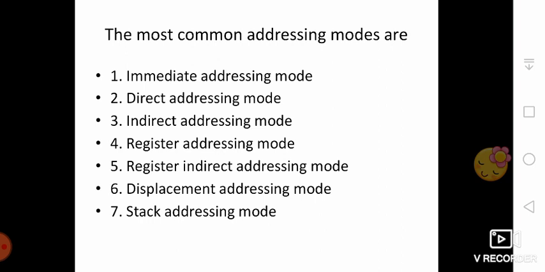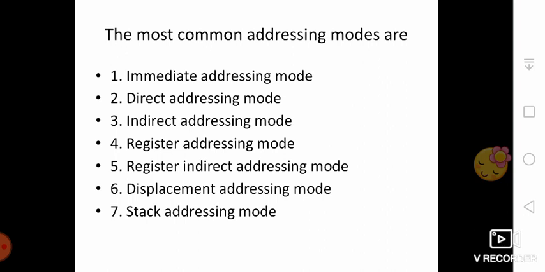Immediate addressing mode. It is the simplest form of addressing. Here the operand is given in the instruction. This mode is used to define constants or set initial values of variables. The advantage of this mode is that no memory reference other than the instruction fetch is required to obtain the operand.